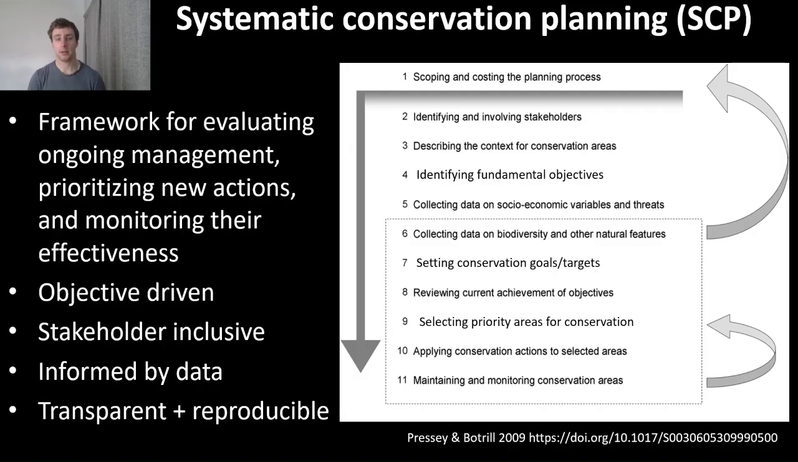At step 10, this is where you implement these conservation actions, which might be establishing protected areas in the selected areas. And then at step 11, that's maintaining and monitoring conservation areas. So this is after you've implemented them. You then want to make sure that they're being implemented successfully and monitor to see whether you're actually achieving your goals and targets, and ultimately your overall fundamental objectives. And the reason that this is really important is due to uncertainty.